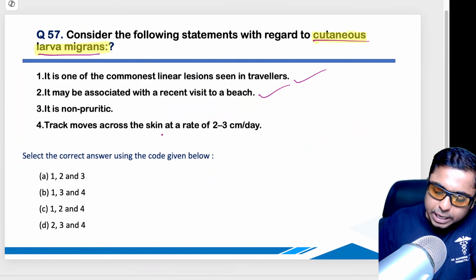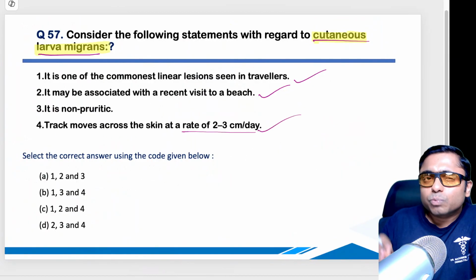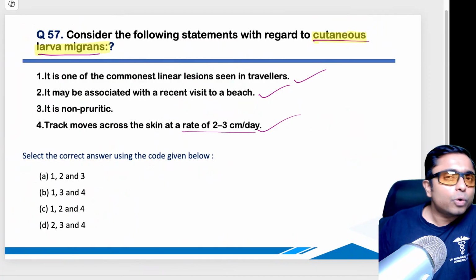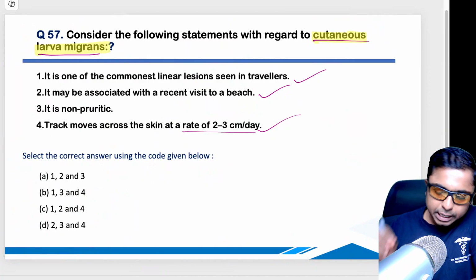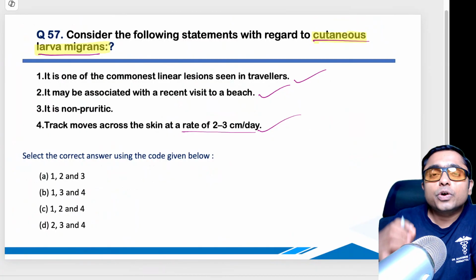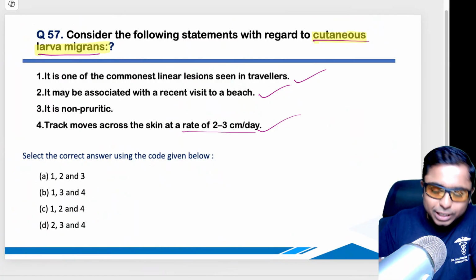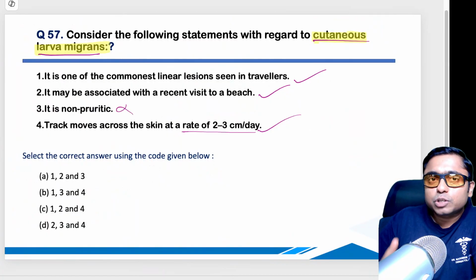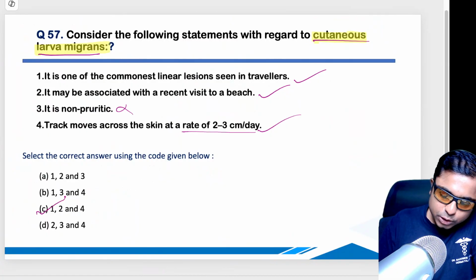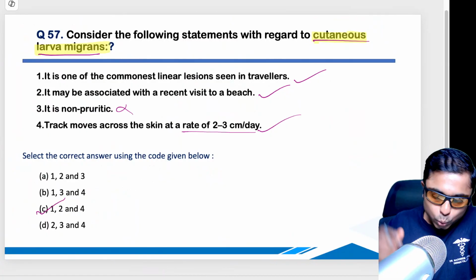The track moves across the skin at a rate of 1 to 2 centimeters, 2 to 3 centimeters. Okay, fine, that can also be considered a correct statement. And this condition produces very itchy lesions, so non-pruritic is an absolutely wrong statement. So the answer is option C, 1, 2 and 4.